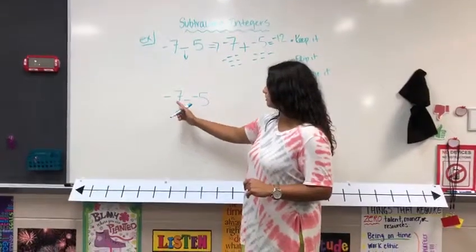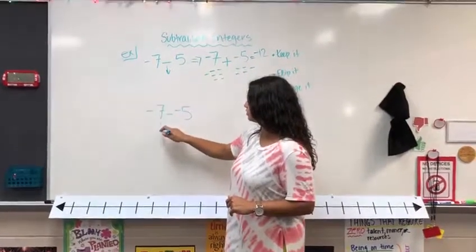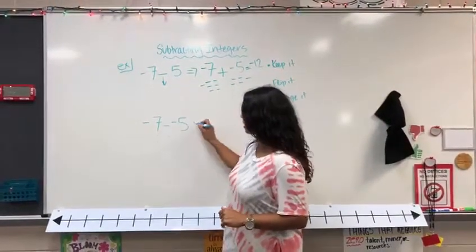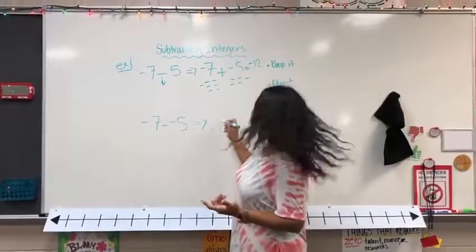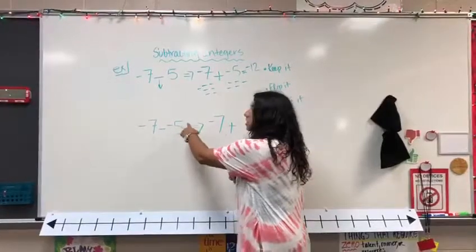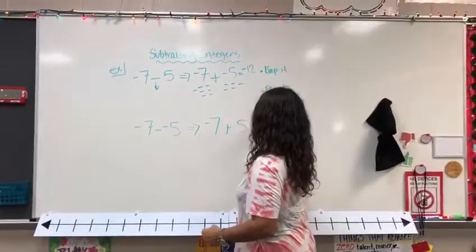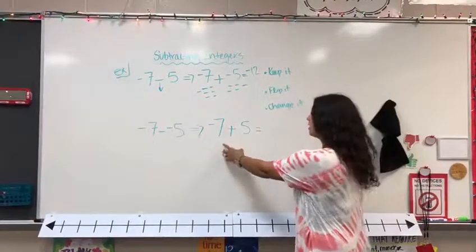So here we have negative 7 minus negative 5. So we do the same thing. We keep the first one the same. We flip the sign to addition. So we end up with negative 7 and we flip it to addition. And then we change this to its opposite. The opposite of negative 5 is positive 5. So now we have negative 7 plus 5.